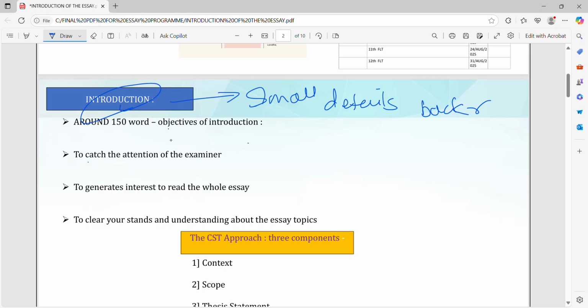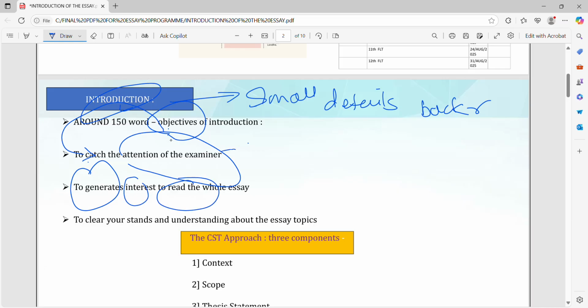But what is the objective of the introduction? The objective of the introduction is to catch the attention of the examiner. Examiner का attention catch करना चाहिए. ठीक है. Secondly, it generates interest to read the whole essay.